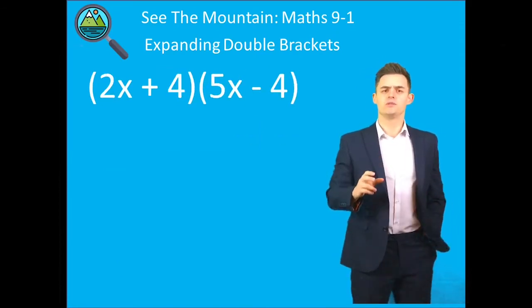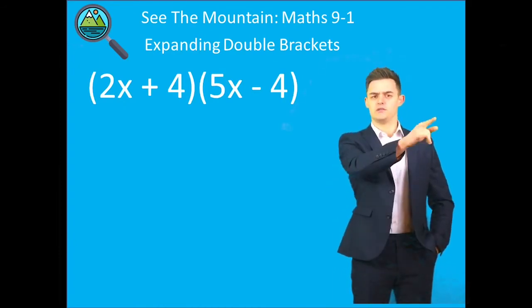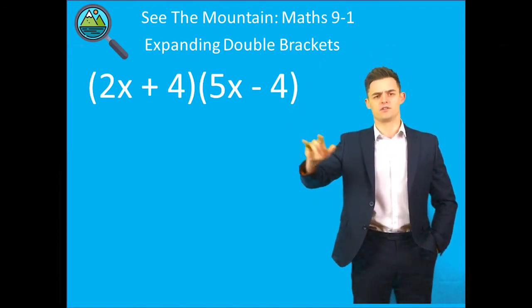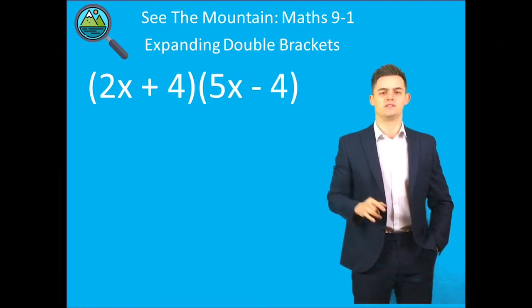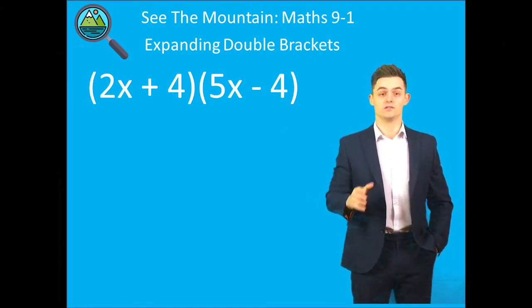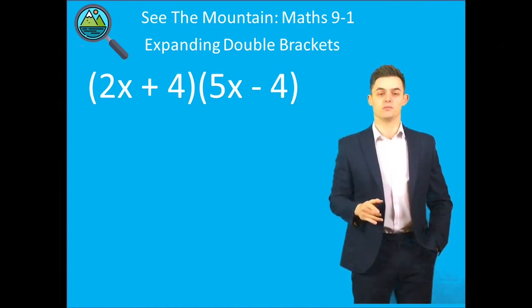Okay, so what you'll notice in this example is we've got a 2 in front of the x in the bracket, that's 2x plus 4. And then we've got a 5 in front of the x in the bracket that says 5x minus 4. Then we've got to multiply these together. Don't be alarmed, we do these in exactly the same way as all the others, but the 2 and the 5 are going to be multiplied together at some point.